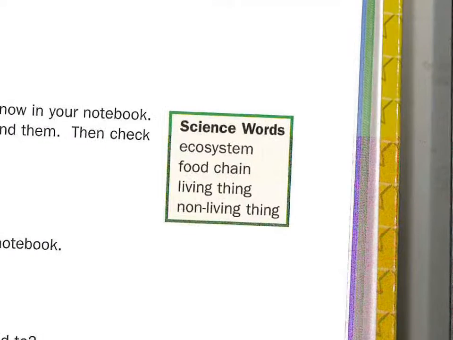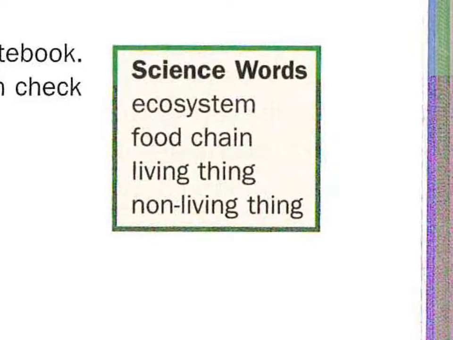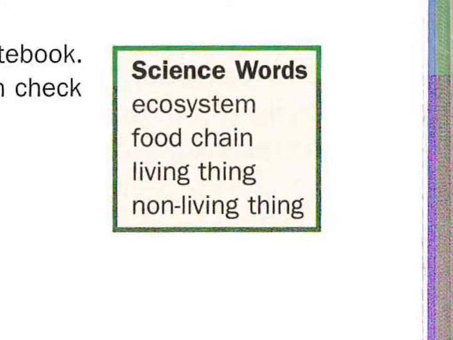We also see some science words. Ecosystem. Food chain. Living thing. Non-living thing. So these are important words. We're really going to look for these words when we read.